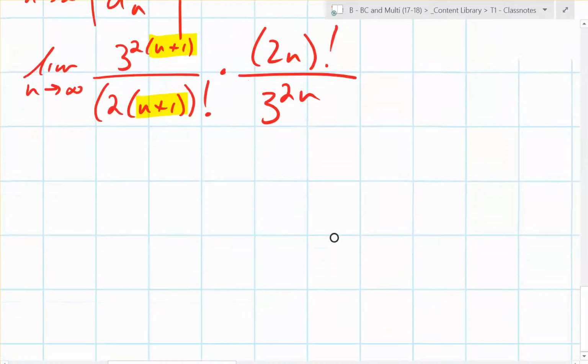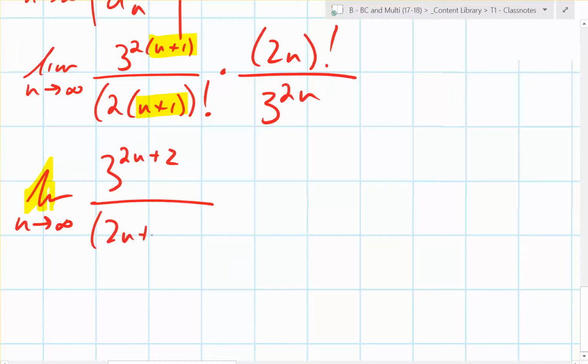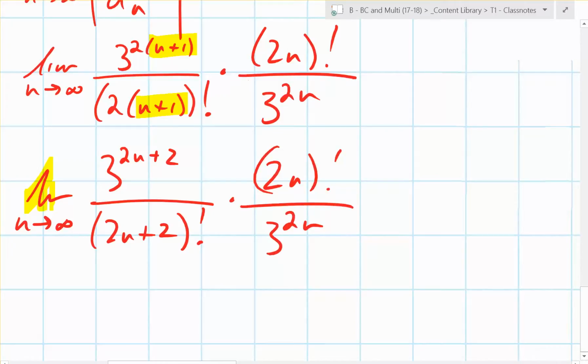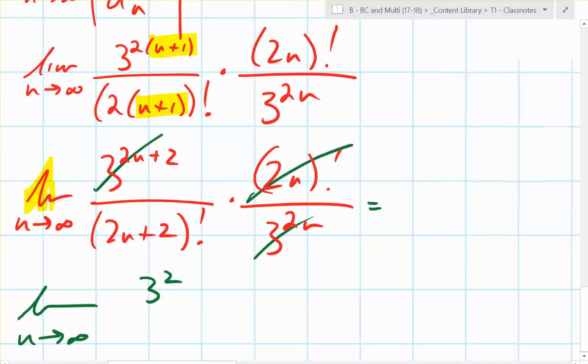So as we continue this, what do we end up with? The limit as n goes to infinity, 3 to the 2n plus 2 over (2n plus 2) factorial times 2n factorial over 3 to the 2n. Now what cancels? What's the nice one here? Well, that's gone, right? Leaving you just with the limit as n goes to infinity of 3 squared. This cancels, and what's left on the bottom here?